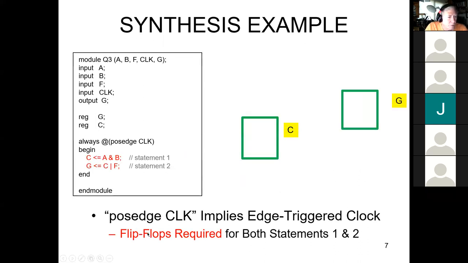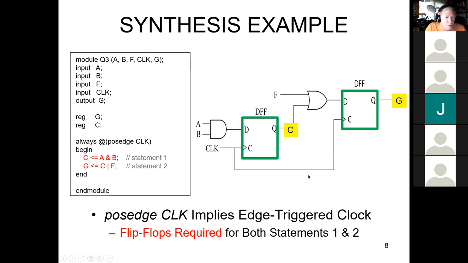So let's look. The positive edge clock implies an edge triggered clock. So if that's the case, then since we specified registers, we have an edge triggered clock. The synthesizer is going to take this and assume that you are implying that the value of C has to be stored in a flip-flop and the output of G as well. So it's going to create two edge-triggered flip-flops, and it's going to set them up like this. So that's really what you're making.